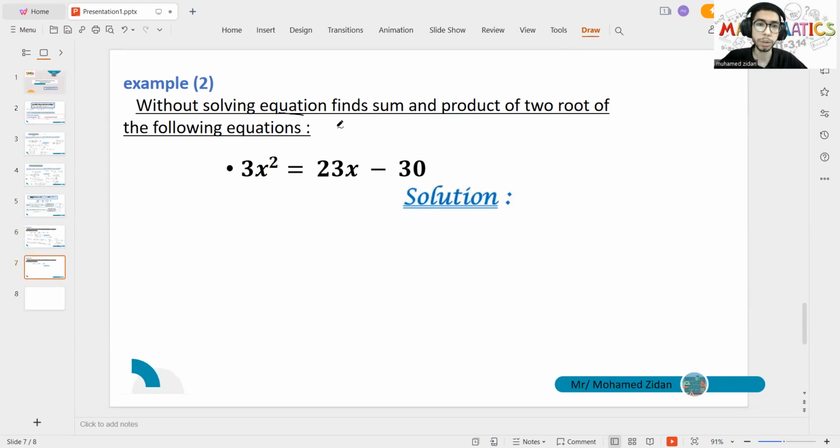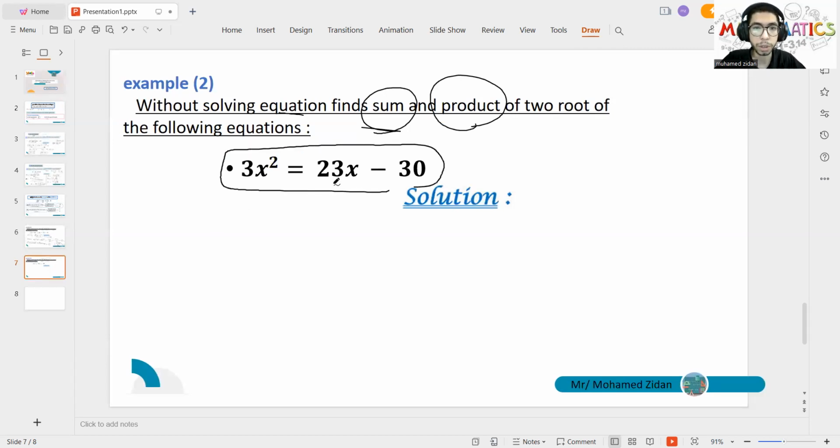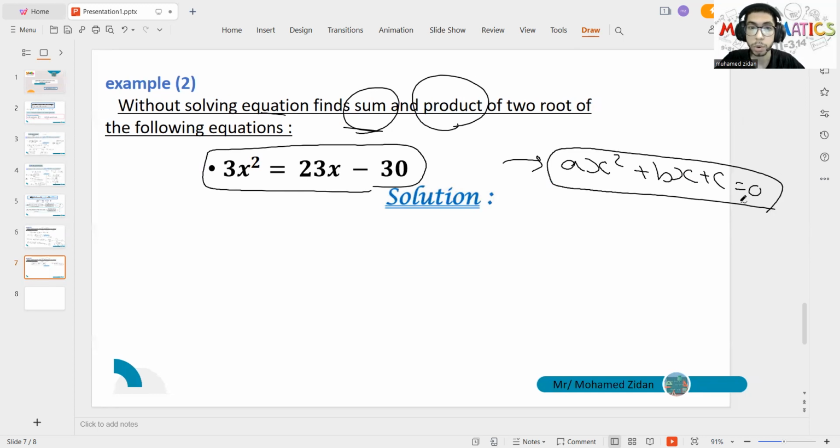Let's take another example. Without solving the equation, I don't make factorizing or find the roots by the general formula. No, no. I need the sum of two roots or the product of two roots. Then this equation must be arranged in the general form, ax squared plus bx plus c equals 0, equals 0.